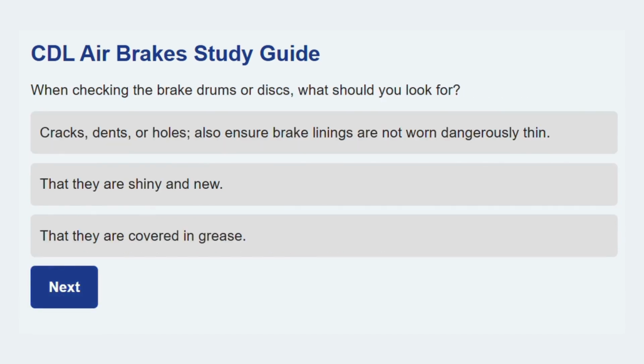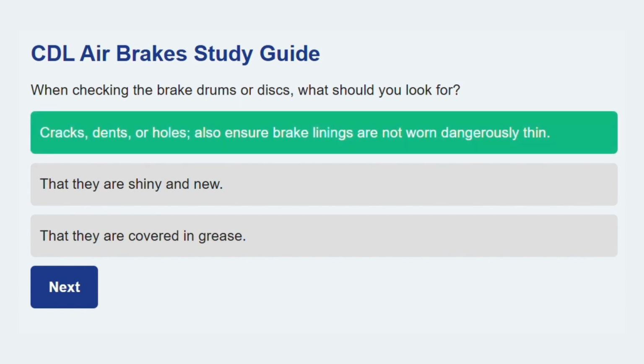What's after this? When checking the brake drums or discs, what should you look for? Cracks, dents, or holes. Also ensure brake linings are not worn dangerously thin. Damage to these components or worn linings can severely impair braking performance.